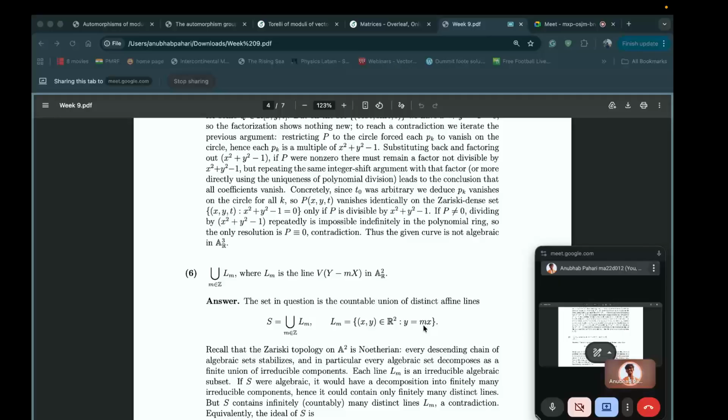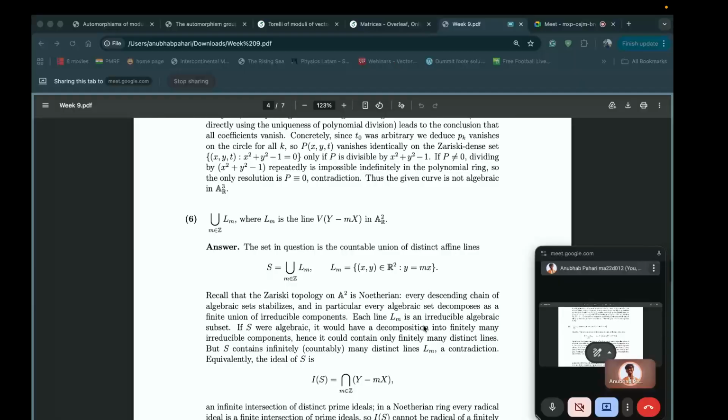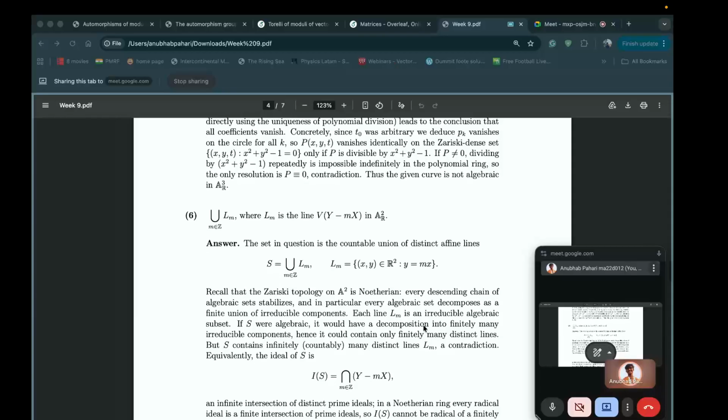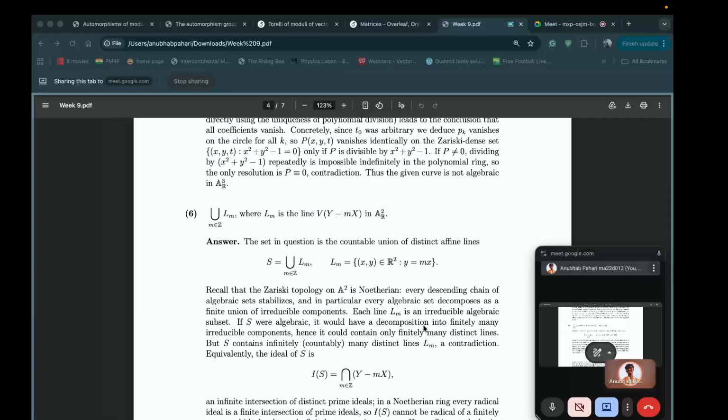But repeating the same integer shift argument with that factor leads to the conclusion that all coefficients vanish. And concretely, since t0 was arbitrary, we deduce p_k vanishes on the circle for all k. So p(x,y,t) vanishes identically on the Zariski dense set (x,y,t) such that x² + y² − 1 = 0 only if p is divisible by x² + y² − 1.